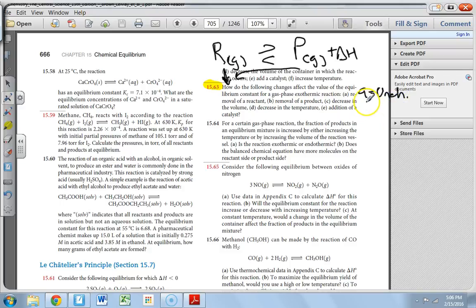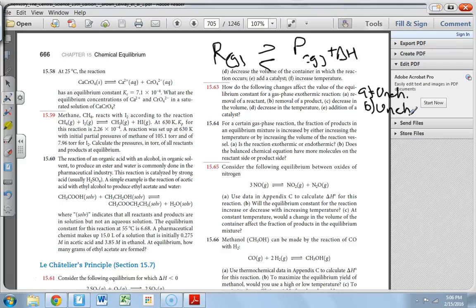Now for part B, same idea, now we're going to deal with the products. The products are now going to be removed. And so when you remove a product, the reaction is going to shift toward the product. But again, you're not changing the temperature, so it's going to stay unchanged.